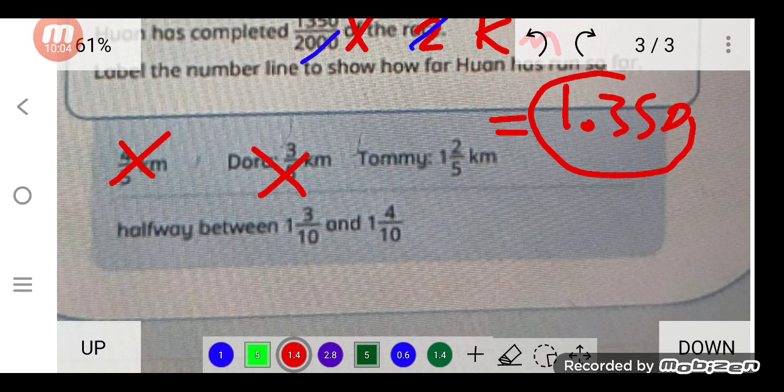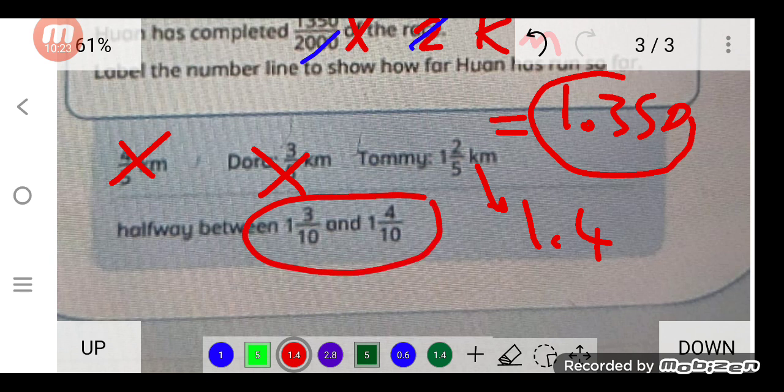Let's see which one is more logical. Now 1 and 2 over 5, this means 1 and 4 over 10, and this is 1.4. Clearly our answer is not 1.4, so the option to be chosen is this option. It's exactly in the mid distance between 1 and 3 over 10 and 1 and 4 over 10.